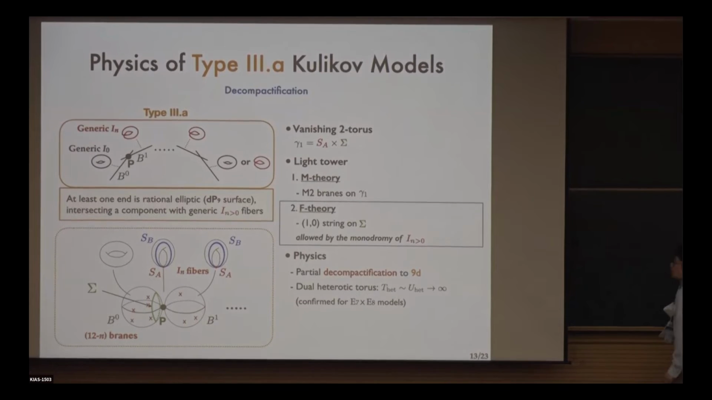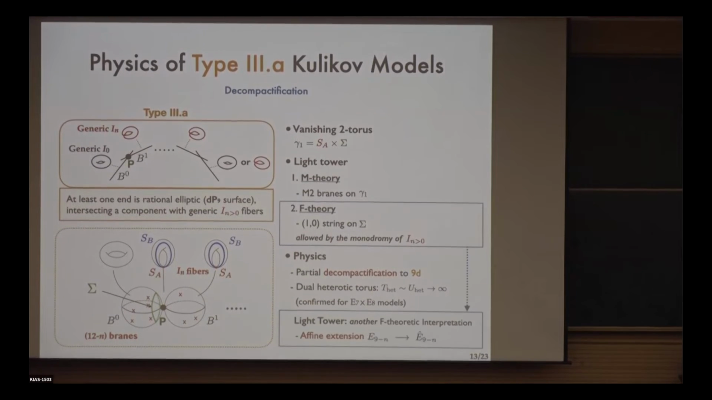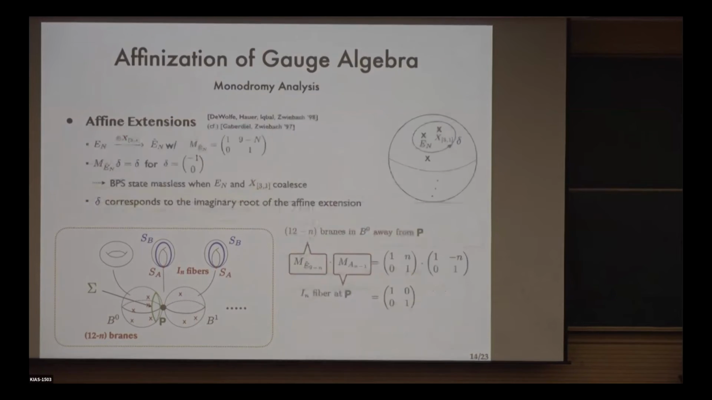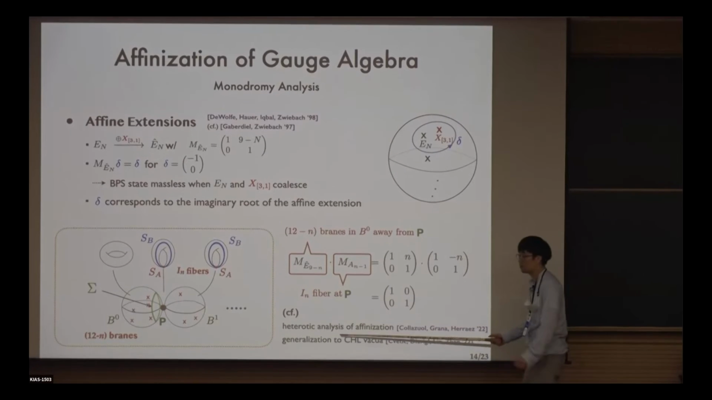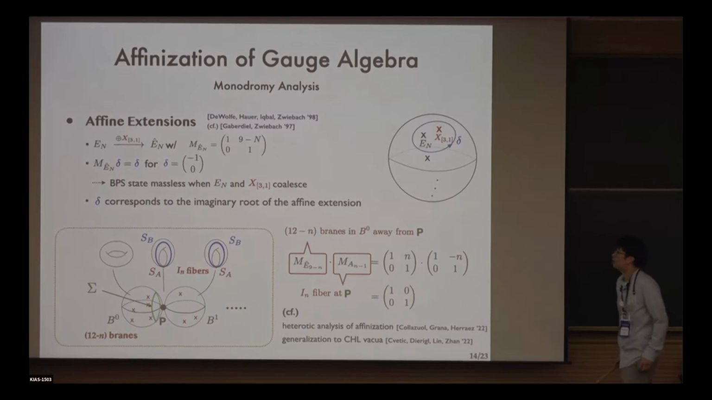Yeah, and also there is an alternative interpretation of this light tower of states in terms of an affine extension of the gauge algebra. So the local monodromy analysis dates back to '97 and '98, so it's a very old result. And more recently, the Saclay group actually has done the heterotic version of this analysis as well. But I actually really want to get to 6 dimensions, so probably it's better to skip over this slide here.